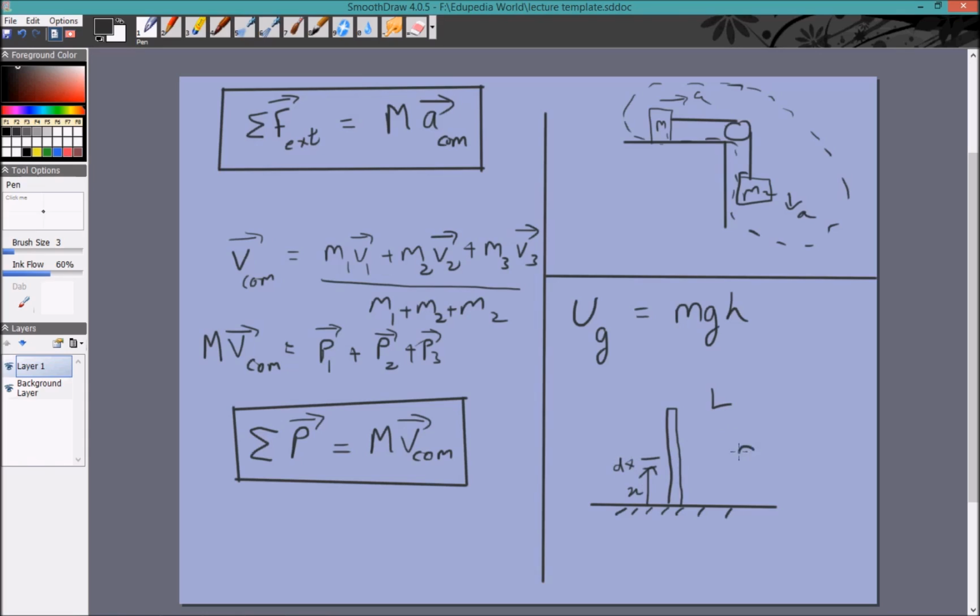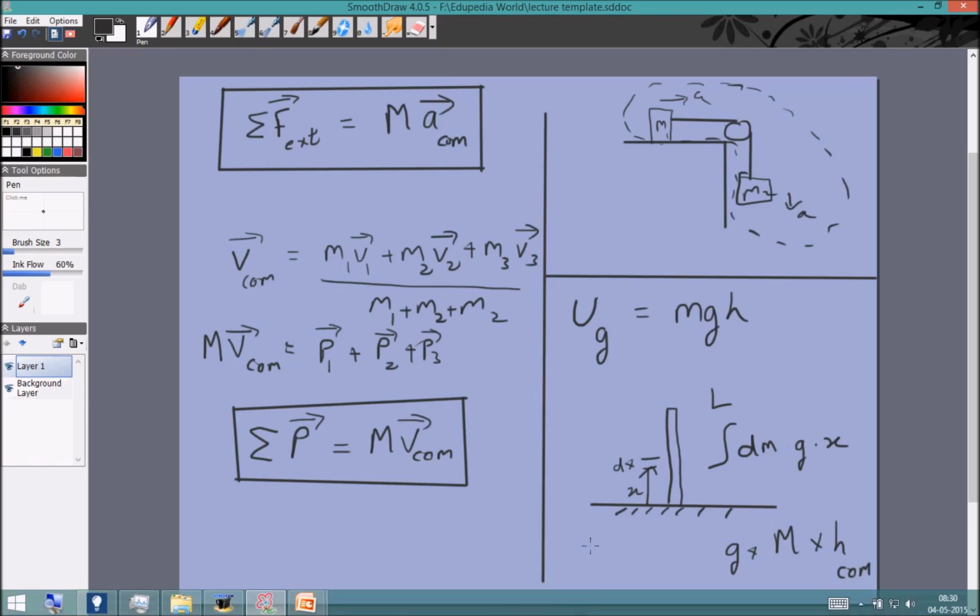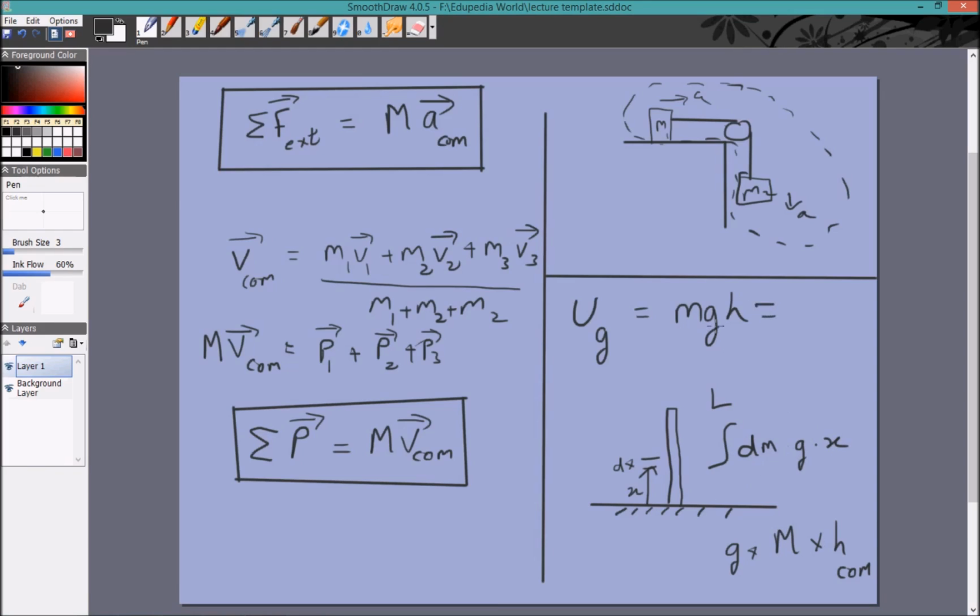The potential energy of this will be dm times g times x, right? And dm can be written in terms of dx, and we'll integrate this. But what is dm times x? Dm times x is nothing but the total mass multiplied by the height of the center of mass, right? Because the integral of dm x divided by M was x of center of mass, in this case the height. So this is for a single particle, capital M g h COM, for an extended body.